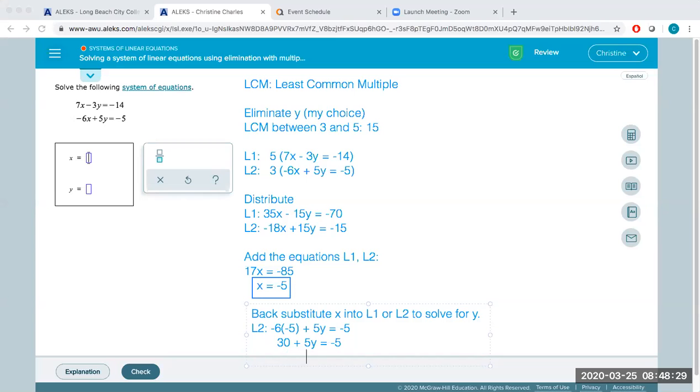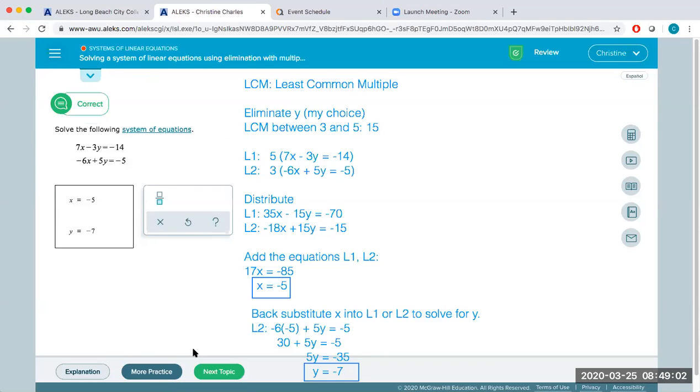Subtract 30 from both sides, and then divide both sides by 5. So now we have a y value. Once you have your x and your y, you're ready to plug them in, then check that, and we're good to go.